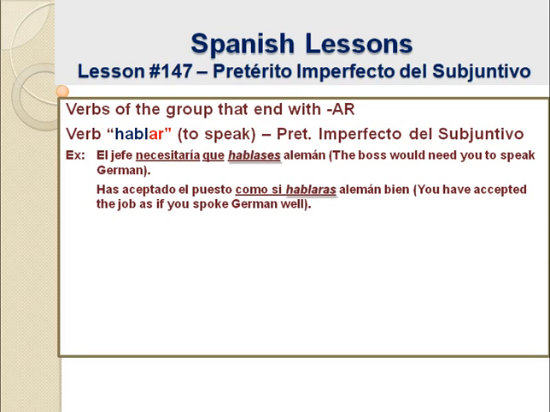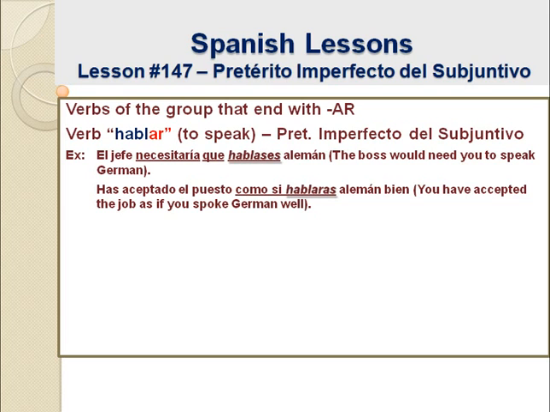Another example. Has aceptado el puesto como si hablaras alemán bien. You have accepted the job as if you spoke German well. Has aceptado el puesto means you have accepted the job or the position. Como si is as if. Hablaras alemán bien. You spoke German well. So, hablaras here is modo subjuntivo, right?